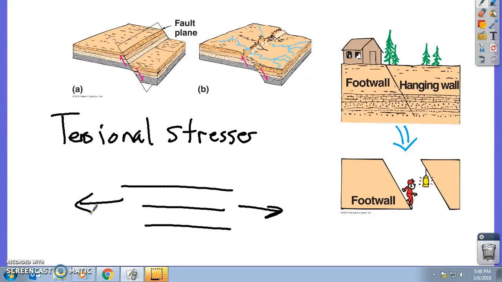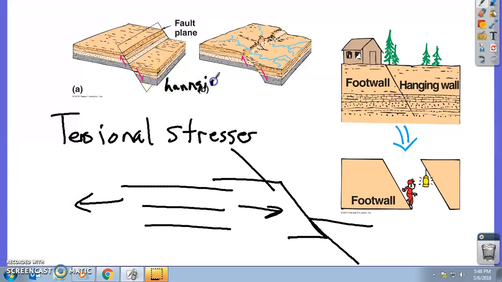Now, in this case, if they were to snap, then since they're being pulled apart, it's still going to snap like this, but now this part is going to slide down, and so you end up with something like this. And so, in this case, the hanging wall, which is here, is going to slip down along the foot wall. This would be the foot wall over here.